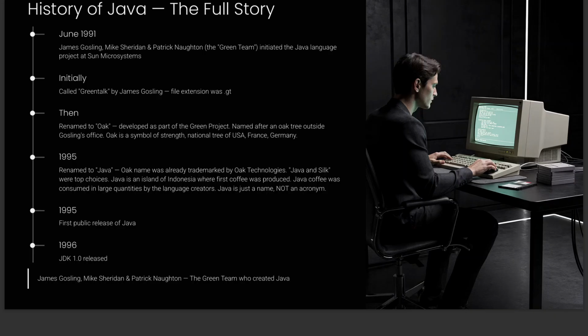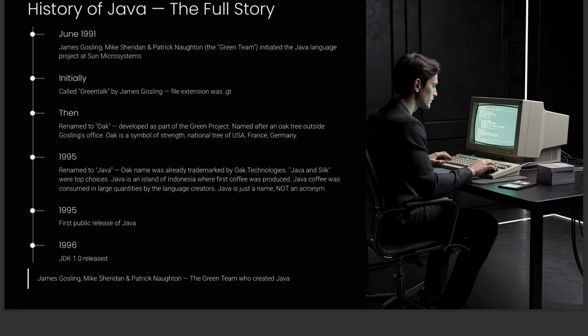So if you see the full history of Java, in 1991, in the early 1990s, James Gosling, Mike, and Patrick, three people with the Green Team, you would say, initiated this project at Sun Microsystems. They first coined it as Green Talk, and each file extension was represented with a .gt extension, and later he renamed it to Oak.